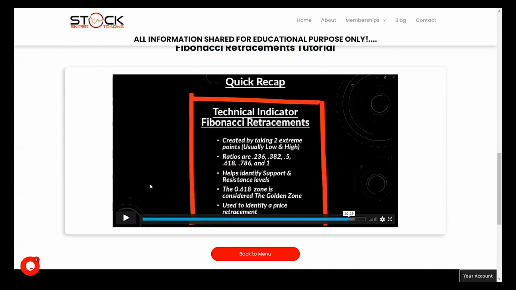So just a quick recap, the Fibonacci retracement is a main chart technical indicator. It's created by taking two extreme points, usually a low and a high, and you can do whatever time frame you want. Usually you want to grab the wicks of the candles because you want to get the extreme low and the highs. If you just do the bodies, again, you're missing out on the lows and the highs of that period, okay? So plot it on the wicks.